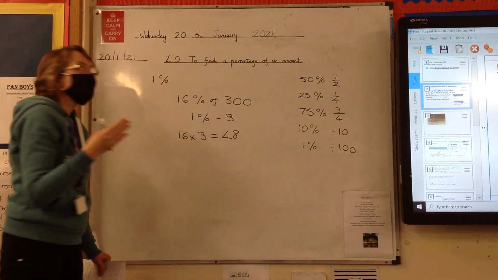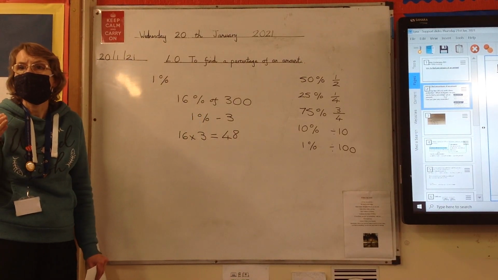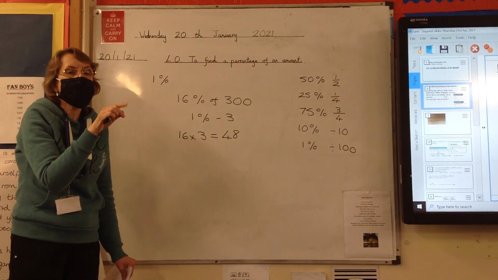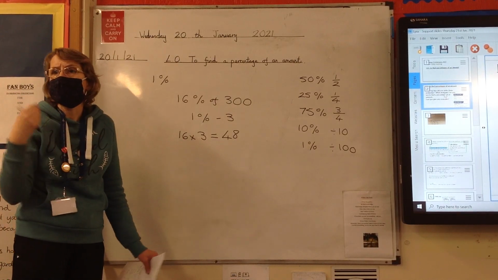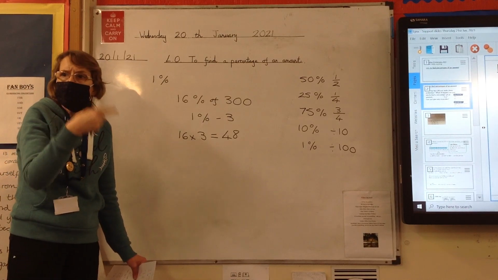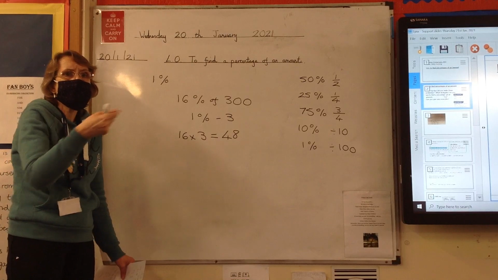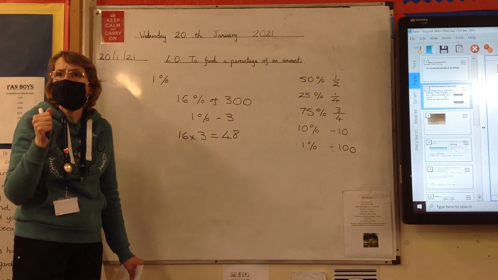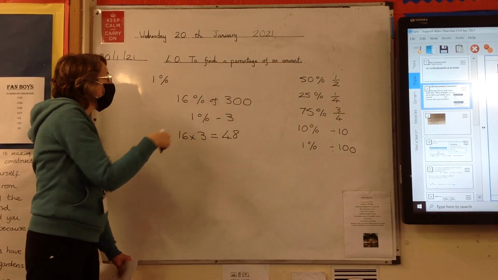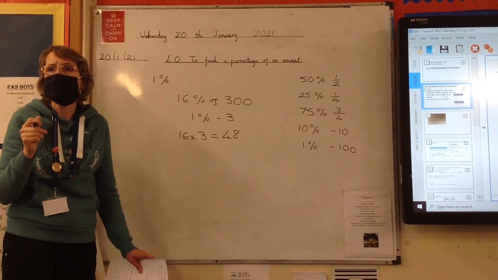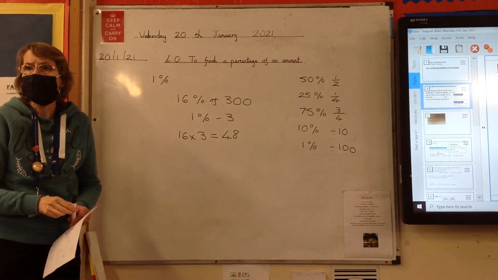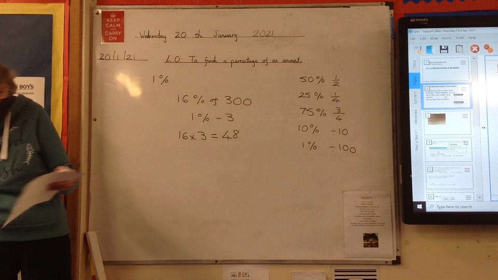And that will work for any amount. If you find 1% first, and then you want 27%, or 18%, or 9%, you can use that by multiplying it by however many you need. That is quite a useful method. Sometimes it's not necessarily the biggest one, but it is quite useful, especially for odd amounts like that. So that's one to consider.